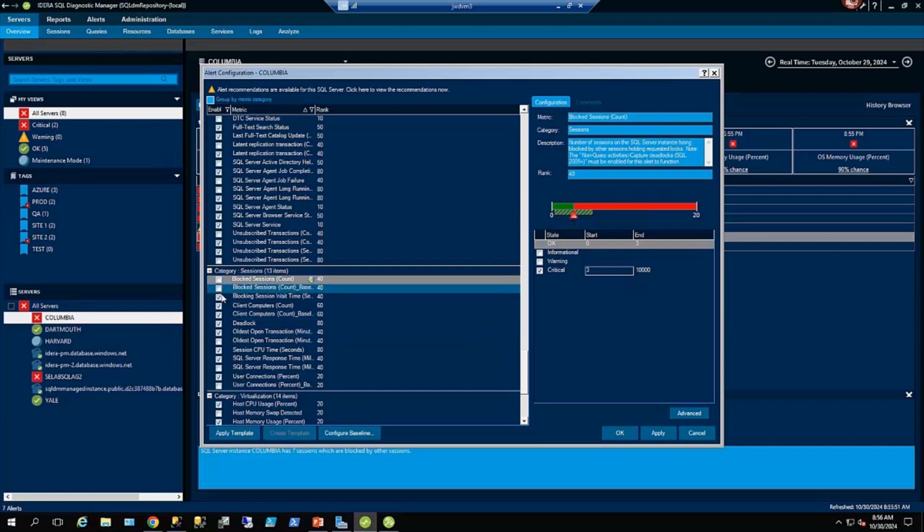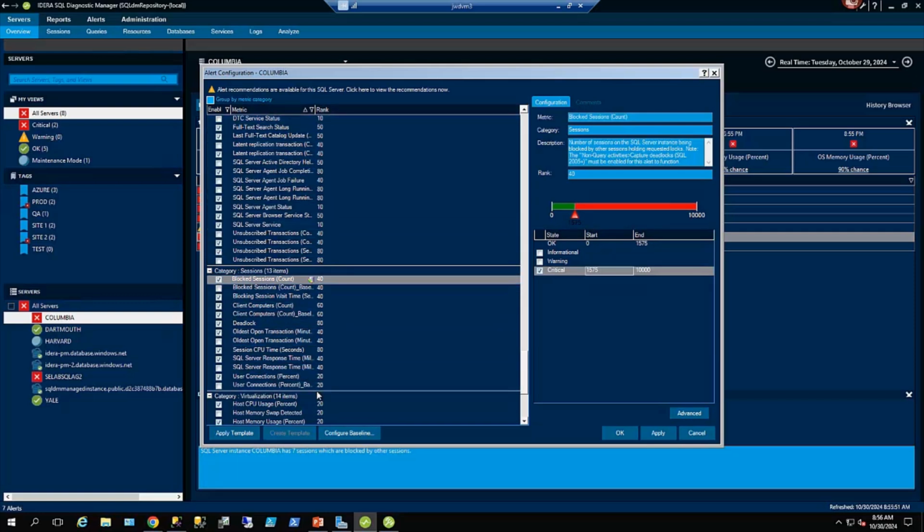I can remove the checkbox, and now I'm no longer monitoring it. Or I can come over here to the threshold and adjust the threshold to something that I feel is more appropriate. Now, this is just a hypothetical. I would suggest that it's probably best to monitor blocking, and probably at a lower level than 10 sessions in your environment.